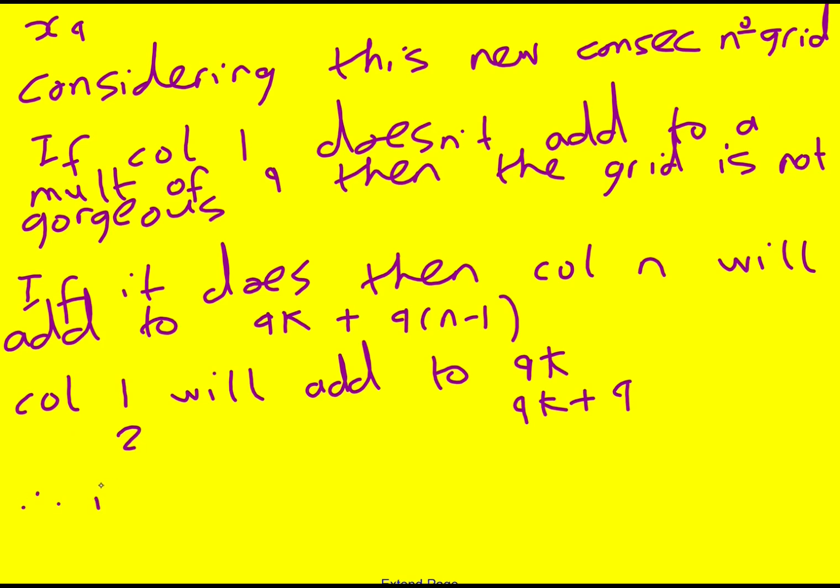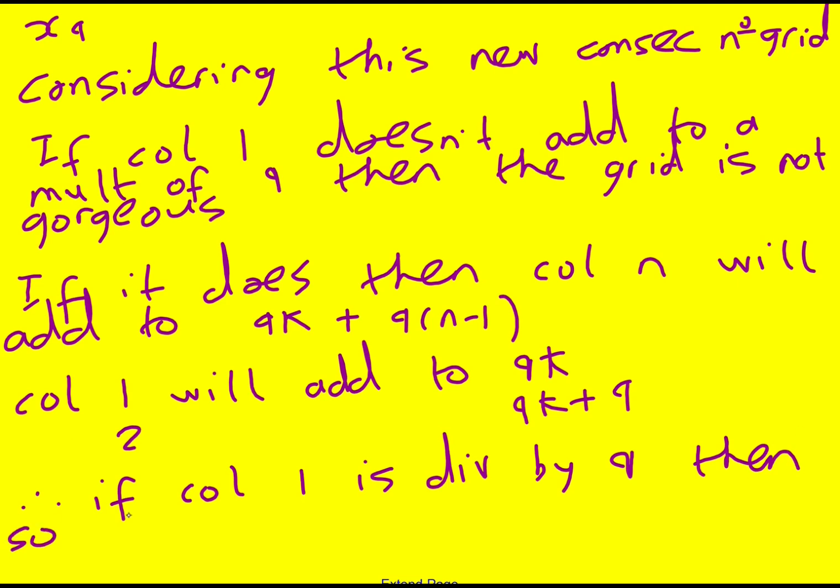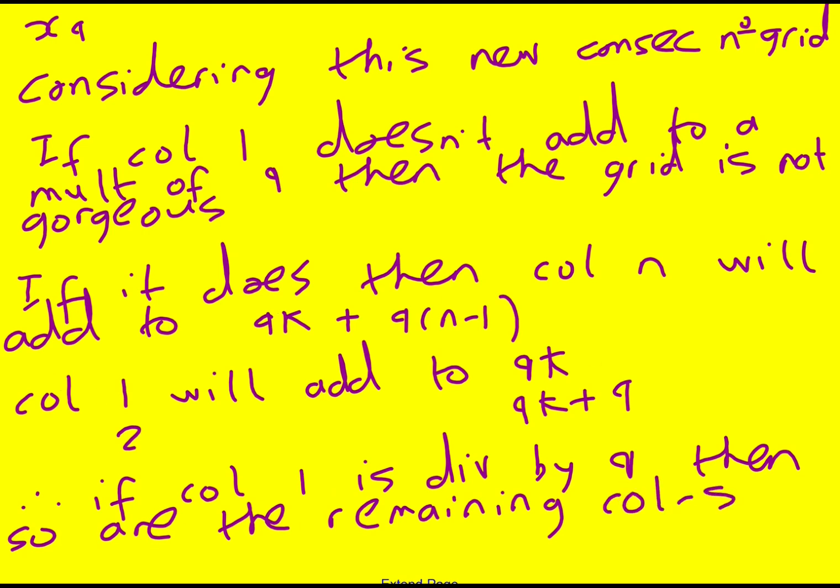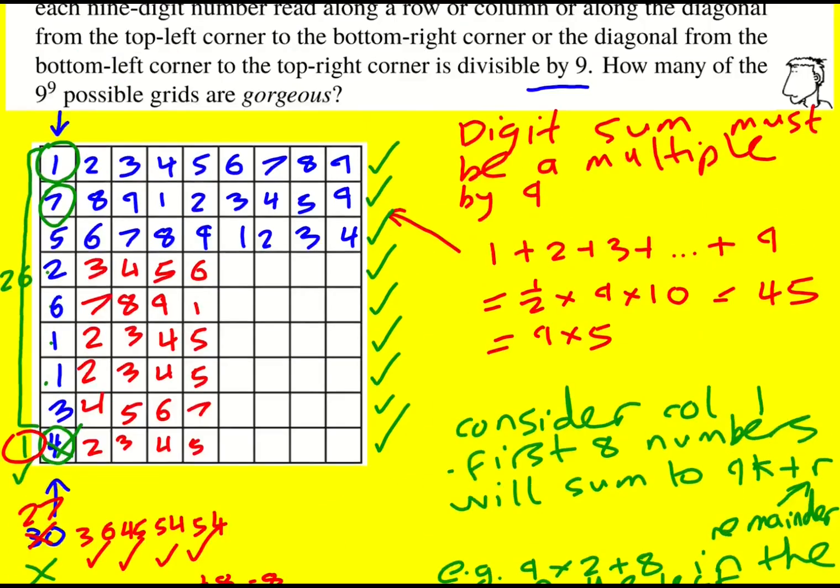And therefore, if column 1 is divisible by 9, then so are the remaining columns. Okay, it's pretty difficult getting this down in a concise way. I'm going to show you the solutions right at the end. Okay, so I'm just going to go over this again.